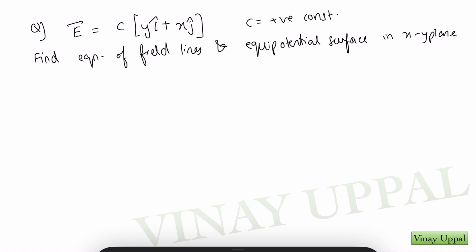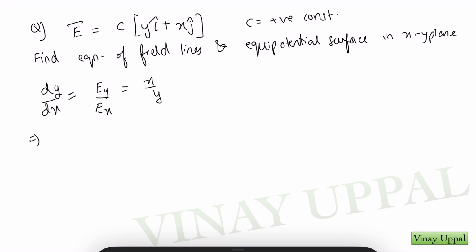So the field line, remember, is a curve whose tangent gives us the direction of the electric field. Any slope of a general curve in the xy plane will simply be dy by dx. Now this should have the same slope as that of the electric field. The slope of a vector will simply be the y component by x component, and here the y component is c times x and the x component is c times y. So this will become x by y.